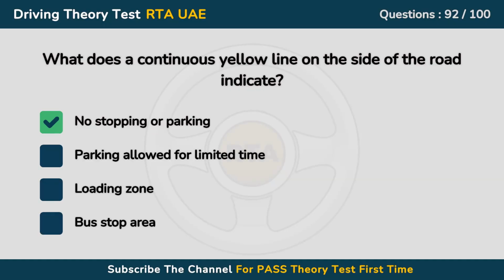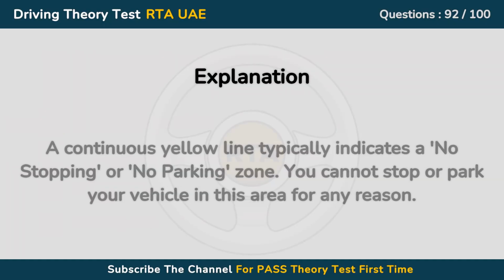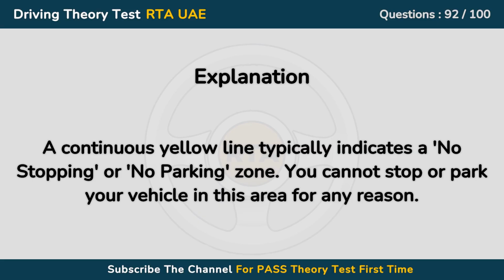Answer is A. No stopping or parking. A continuous yellow line typically indicates a no stopping or no parking zone. You cannot stop or park your vehicle in this area for any reason.